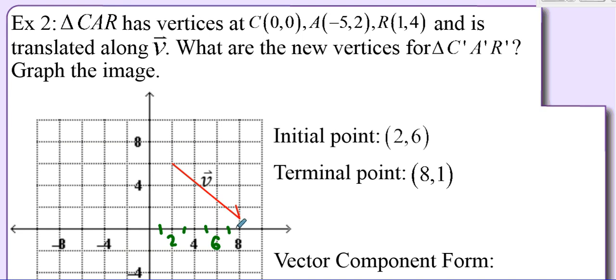personally, I like to draw in some of the 1s in between them, just as a reminder. So starting at (2, 6), here's 2 up to 6. That's our initial point. And then the terminal point is at (8, 1). So you go out to 8 and up 1. There's your terminal point. So we get the vector with the arrow part of the vector over here at the terminal point.